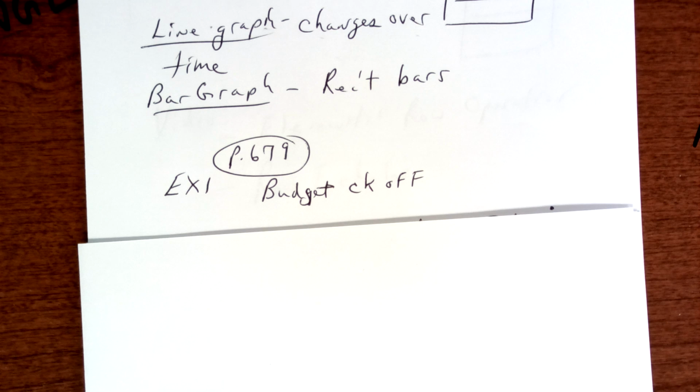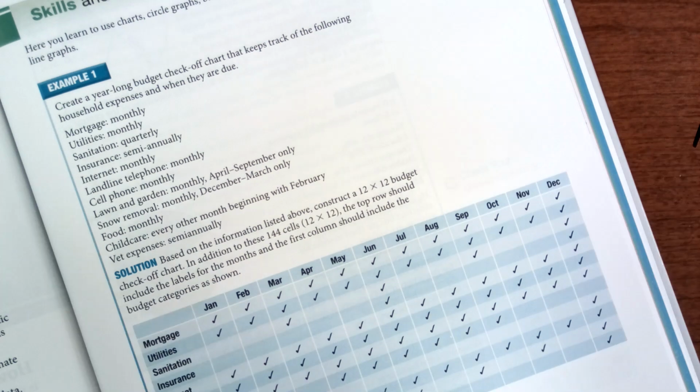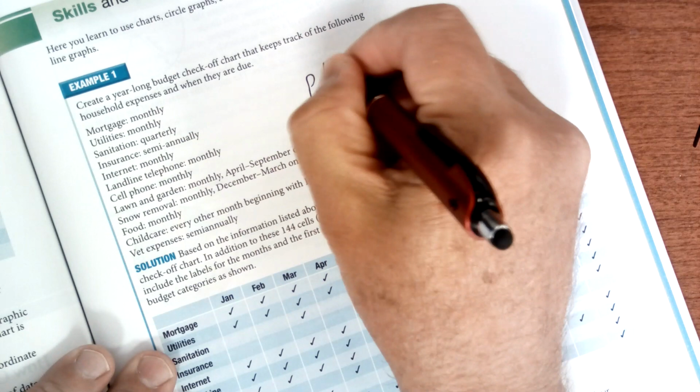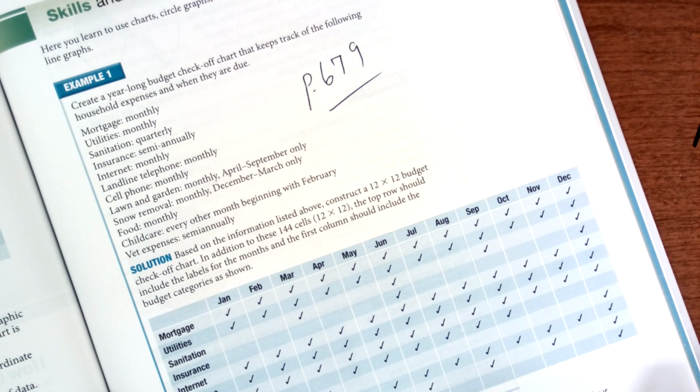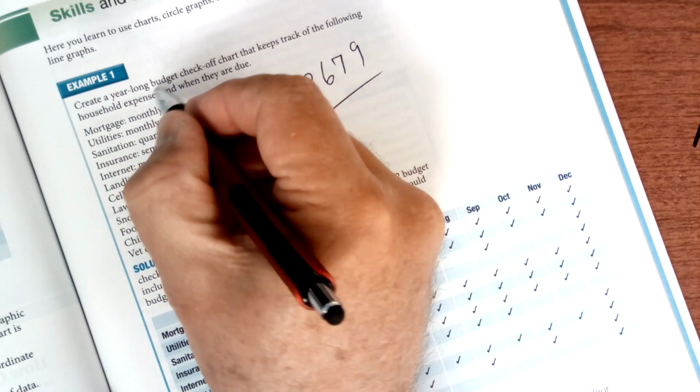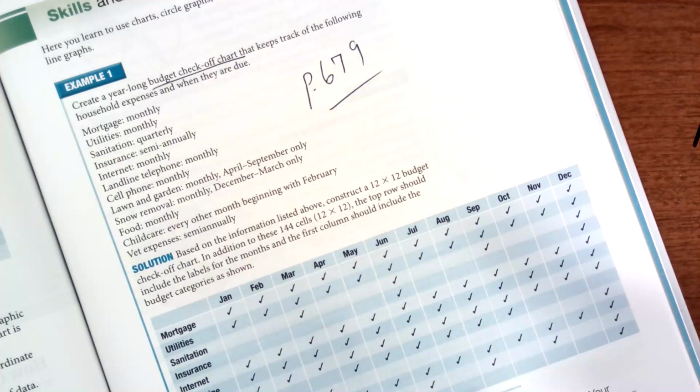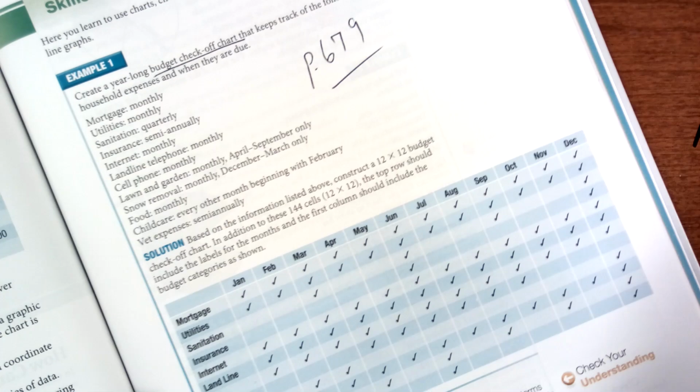We're going to look at the examples together. All right, so if you look here on 679, what you have here is a budget checkoff graph. Notice how they list everything that's due for the month.